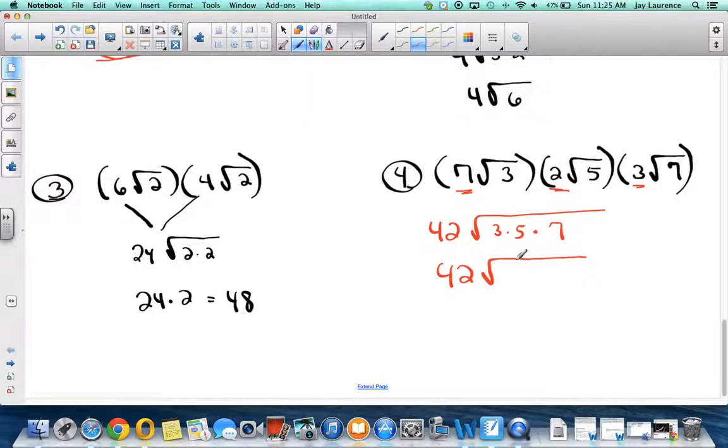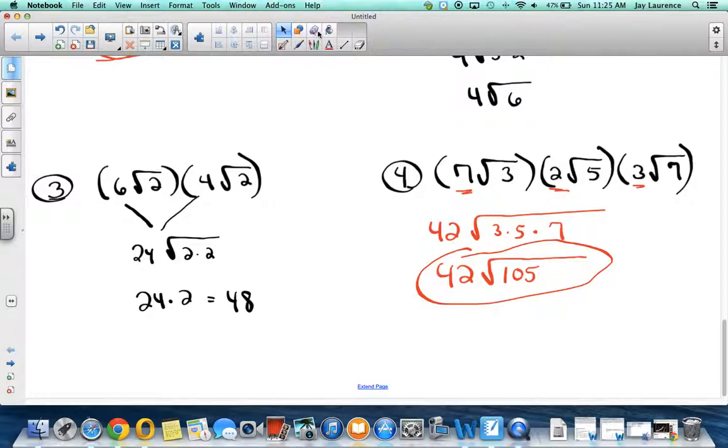It's the commutative property of multiplication says I can change the order. So I'm going to do 35 times 3 because I believe that'll come out to be 105. All right, there's your simplified answer for the product of 7 rad 3 times 2 rad 5 times 3 rad 7. There's your answer.